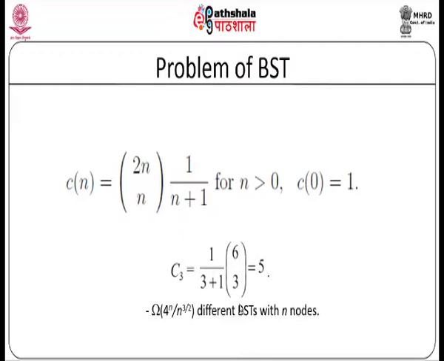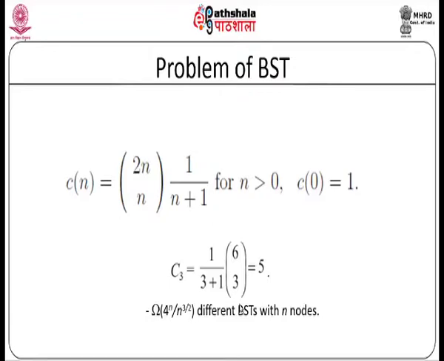The Catalan sequence is shown in this particular slide. C of n is 2n C n multiplied by 1 by (n plus 1) for n greater than 0, and C of 0 is 1. For example, if I want to compute the third Catalan number, it is 1 by (3 plus 1) times 6 C 3. So, you can see that it is going to be 5. In other words, this Catalan sequence tells us how the possibilities increase with the value of n.